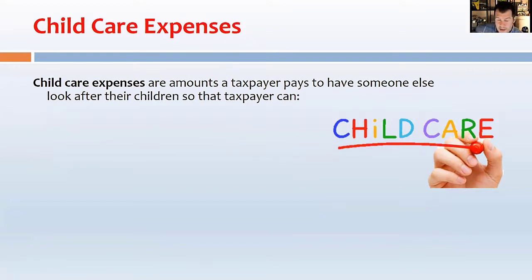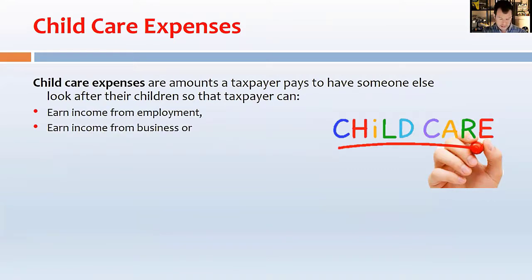Okay, so childcare expenses, these are amounts a taxpayer is going to pay to someone else, presumably in respect of their children, so that they can either earn income from employment, earn income from a business, run their business, or attend school. So if you as a parent are incurring childcare expenses, somebody's looking after your kid so that you can work at a job, run your own business, go to school. Okay, there are some deductions that you can make in respect of those expenses.